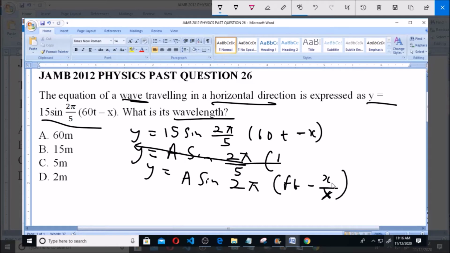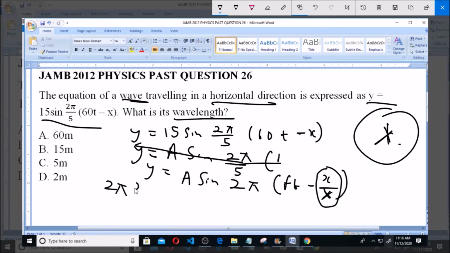Now, from the general wave equation, lambda is present in this segment, and lambda is what you are looking for. That is the wavelength. So if you multiply it by what is outside here, you would have 2πx over lambda. This is what you'll be using to calculate the answer.